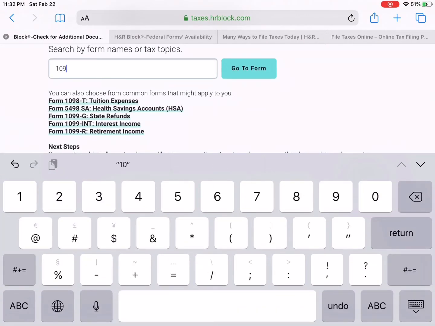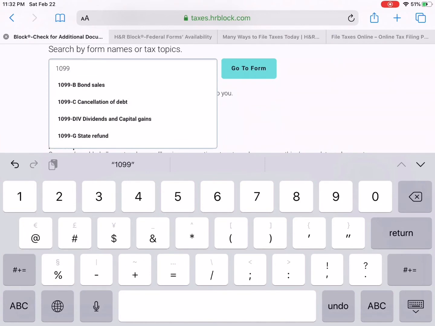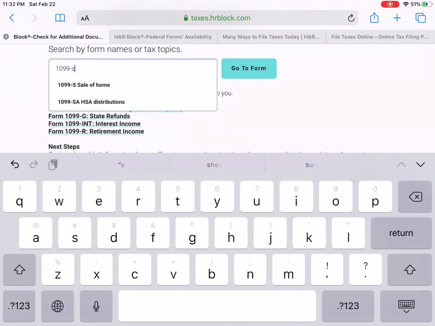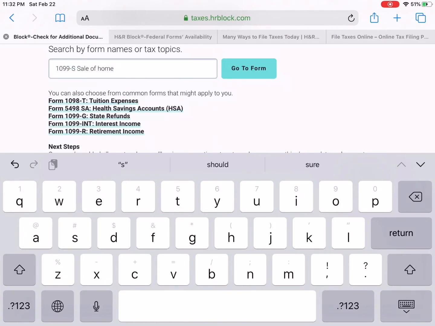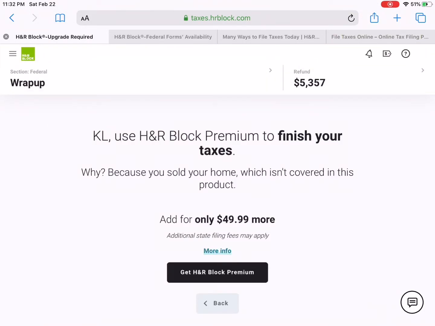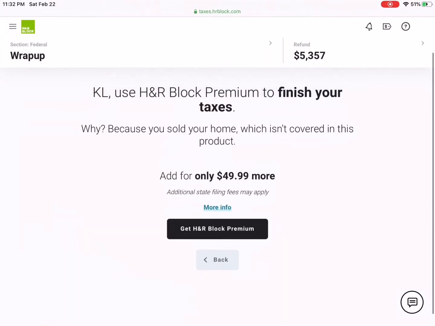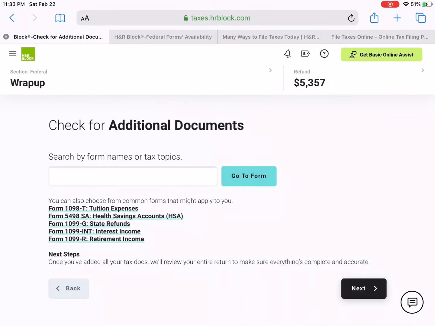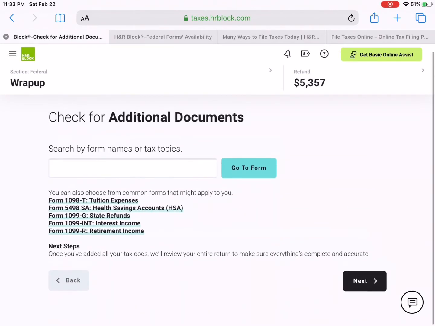So here, 1099-S for sale of a home. This one's going to make you pay, so we're not going to go through that process, but you'll notice I can just look it up and boom, here it is. I thought that was pretty cool that they give you this option to search through different forms that you might have received that you don't know where they go. It's very helpful. I thought that was awesome.